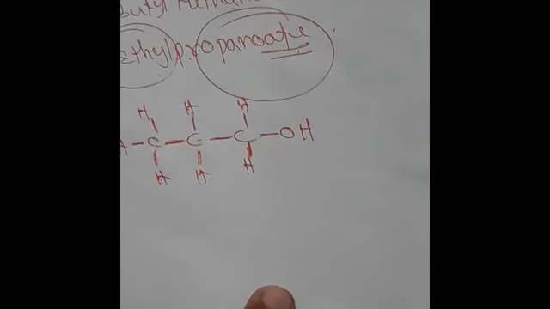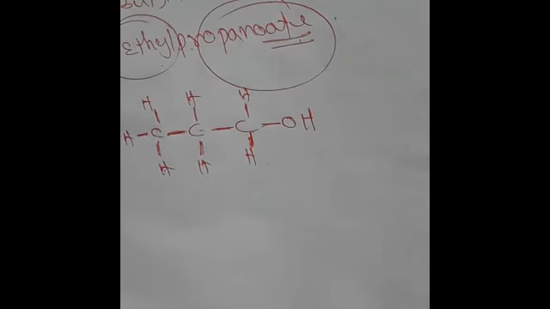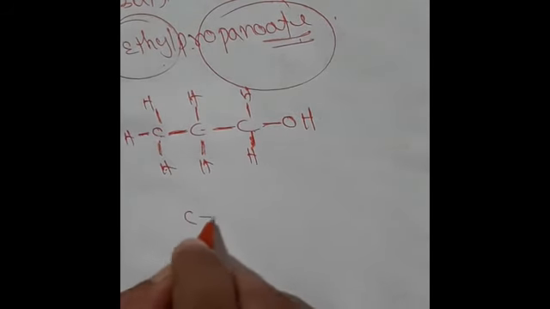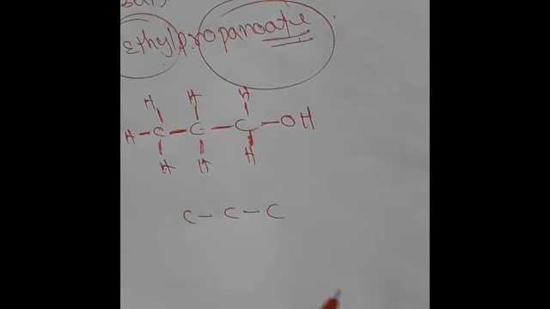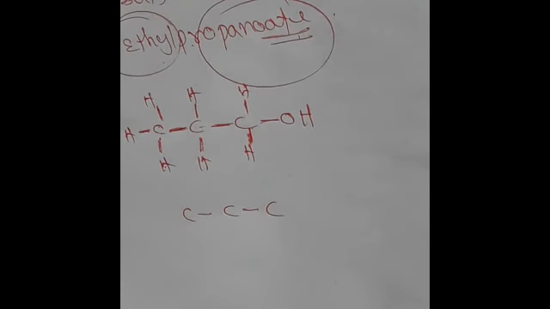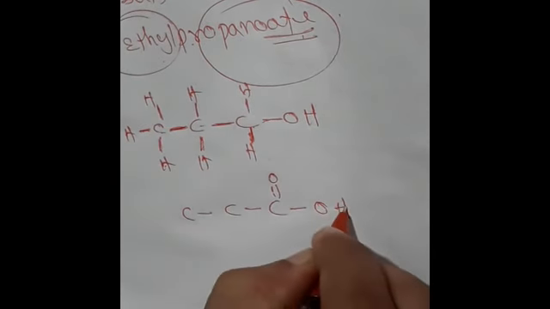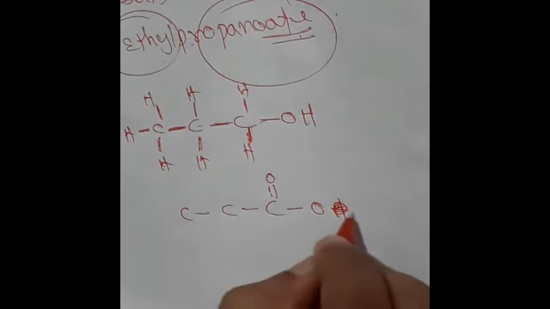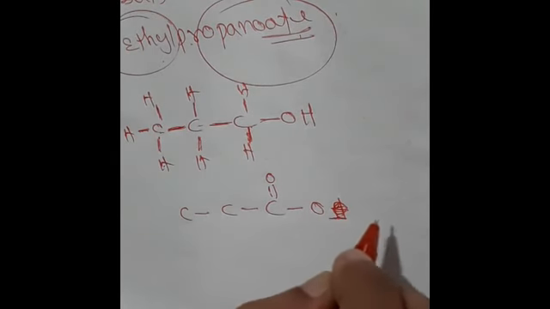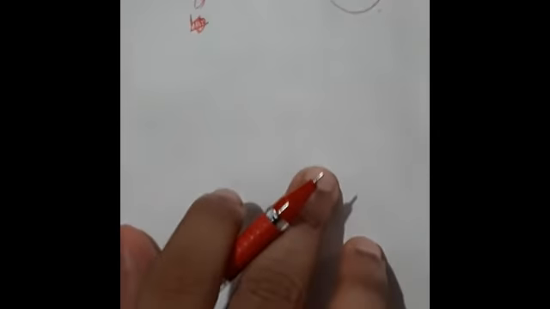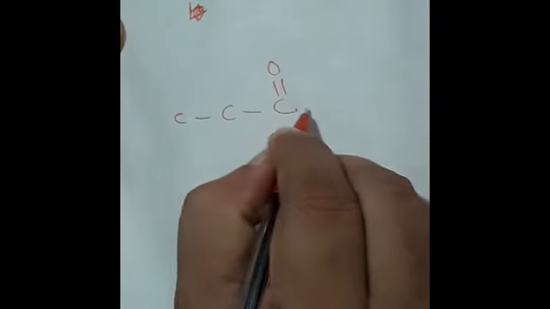After that we have to draw the structure of propanoic acid. We know propanoic acid: prop means 3 carbons, and propanoic acid means carboxylic acid. So at the end there will be C double bond OH, and we have to show all the bonds. I will show over here. Propanoic acid, 1, 2, 3, 3 carbons. At the end, carbon double bond OH.